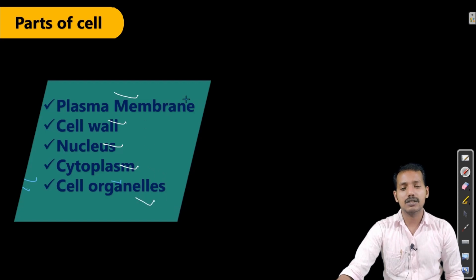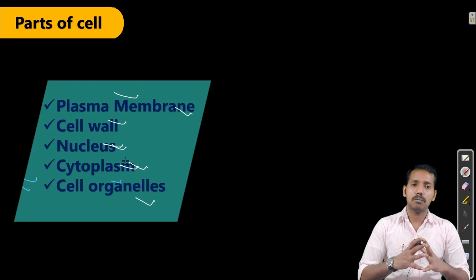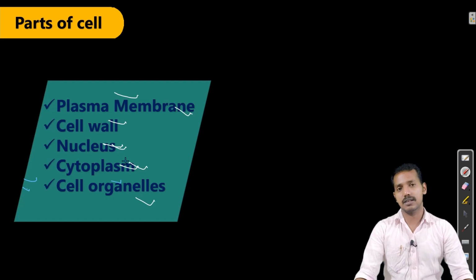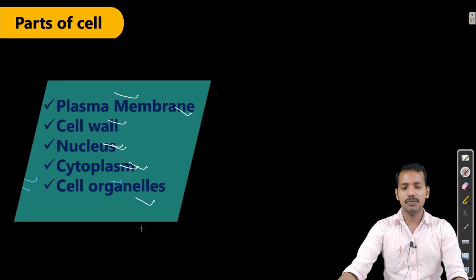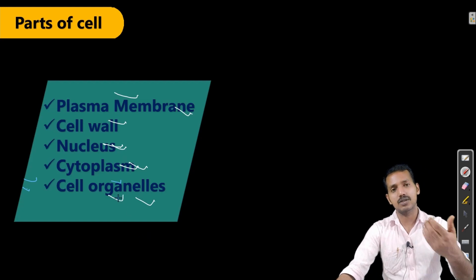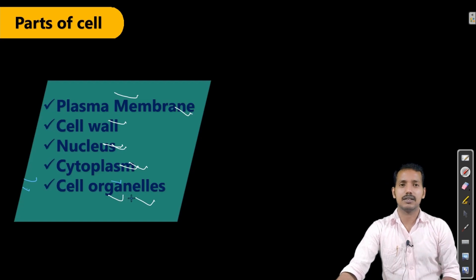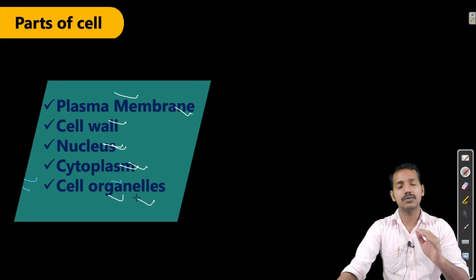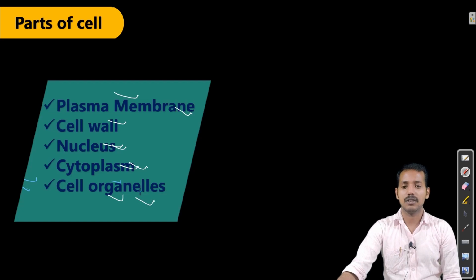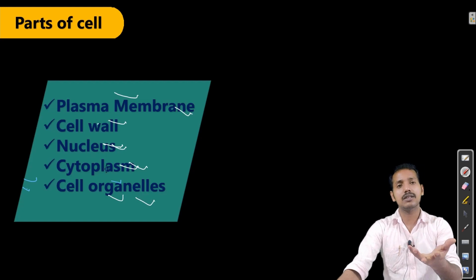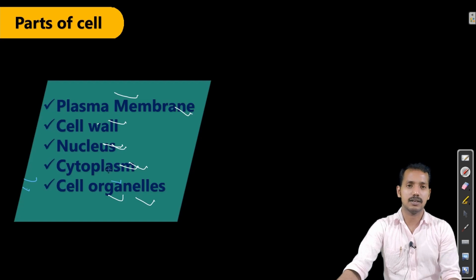Out of these, plasma membrane, nucleus and cytoplasm are present in almost all the cells. That is the basic structural organization of the cell. And well-defined cell organelles are present only in certain types of cells. And that is also different in different types of cells. Some cell organelles are present in some kinds of cells, some are absent in other types of cells. Similarly, cell wall is not present in animal cells, it is only present in plants.